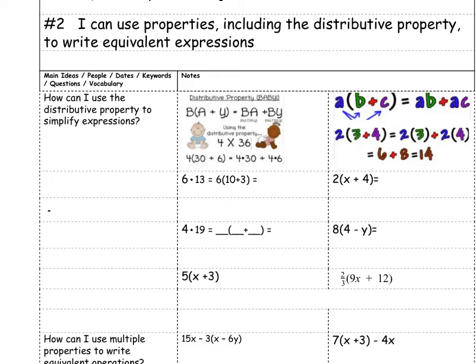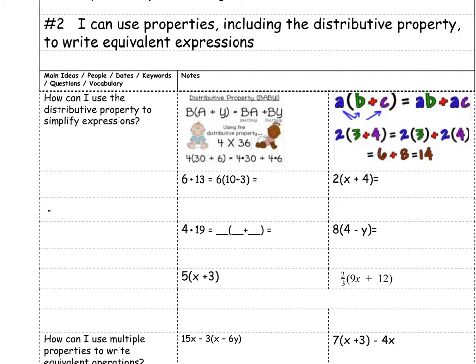So we have b(a + y) = ba + by. If we have a value in front, using the distributive property, the value in front goes to everything inside the parentheses. So in this case, the b goes to the a, and the b goes to the y. But because these are separate, they stay separate. So that's why we have ba plus by.